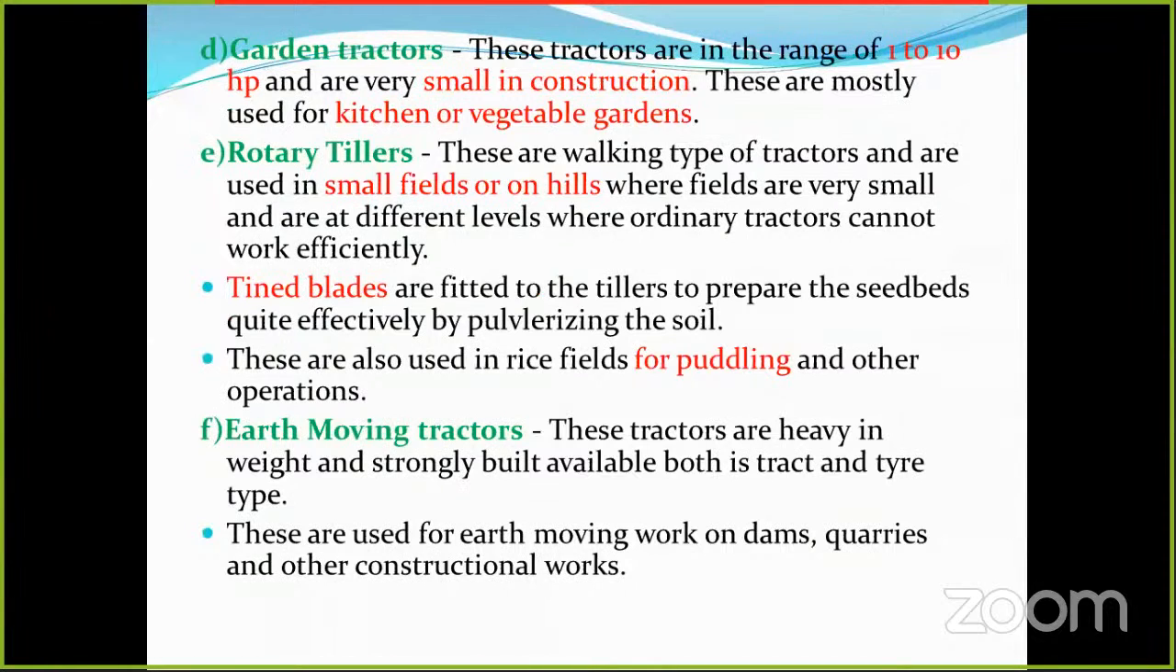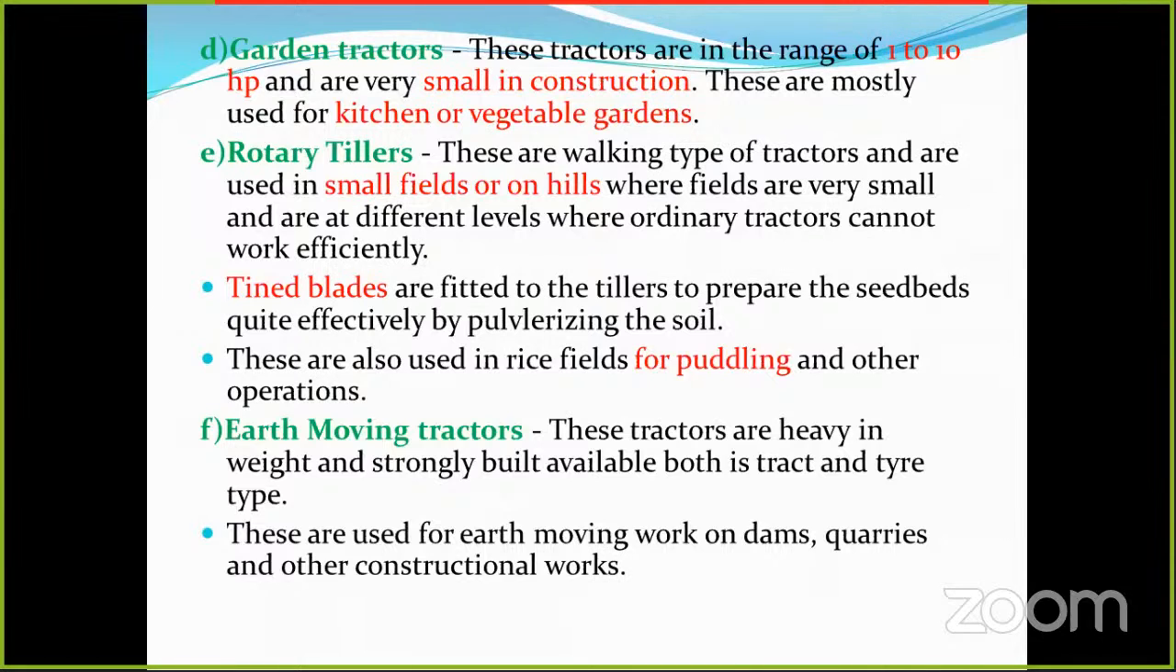Garden tractors, nothing but power weeders. Almost they will have 1 to 10 HP. It is simple in construction. Next, rotary tillers, nothing but power tillers only. Generally it is used for puddling the rice fields, mostly utilized for puddling the rice fields.